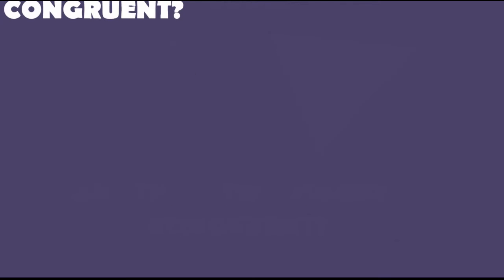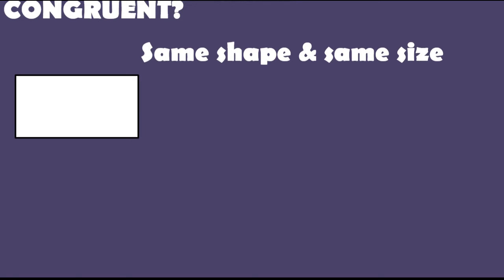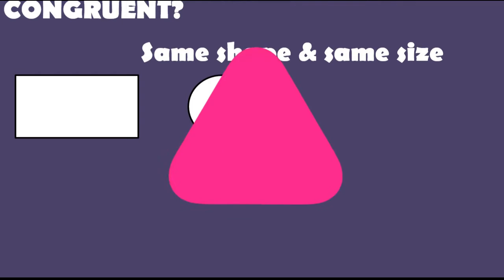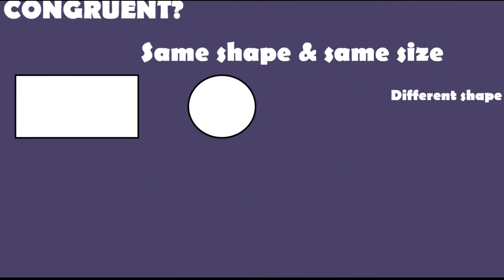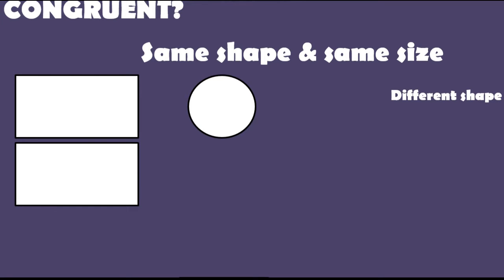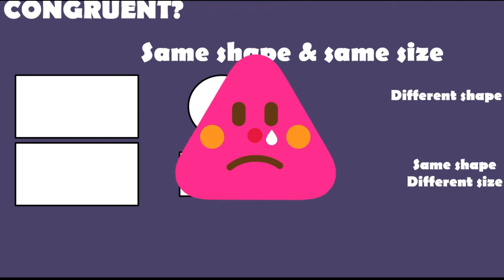When are two figures congruent? It's simple. They should have the same shape as well as the same size. Say we have a shape like this and another one like this. We can easily see that they are not congruent as they are completely different shapes. Now, look at this shape and this one. We can see that their shape is the same. But wait, the sizes are different, which is why these two figures are also not congruent.